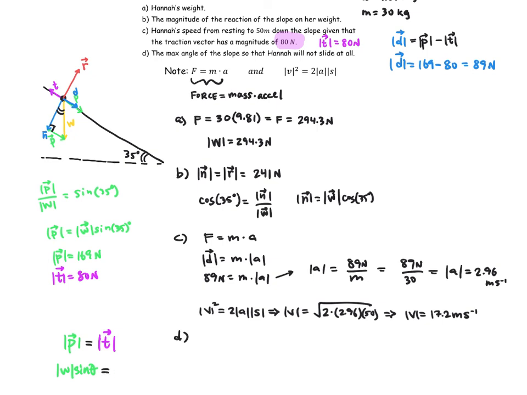Okay, so if that's true, and I know the magnitude of T is 80, if I want W sine theta to be equal to 80, then theta will be equal to the inverse sine of 80 over the magnitude of W. And the magnitude of W is, oops, no, 294.3. Okay, so if I take that and work that out in my calculator, it looks like at an angle of 15.8 degrees, Hannah's not going anywhere. All right, guys, that's applications of vectors. We'll see you next time.